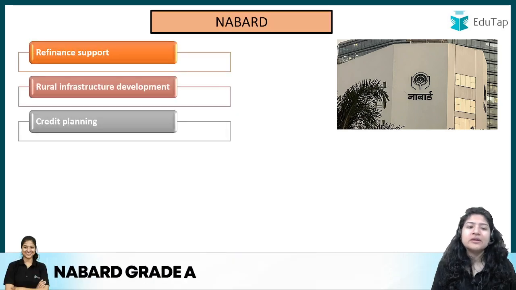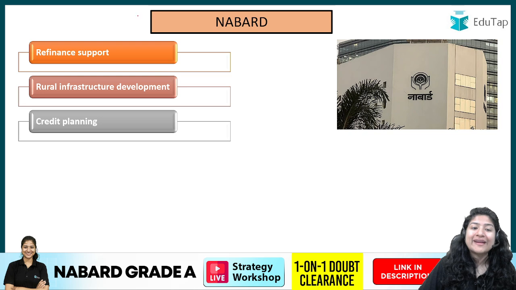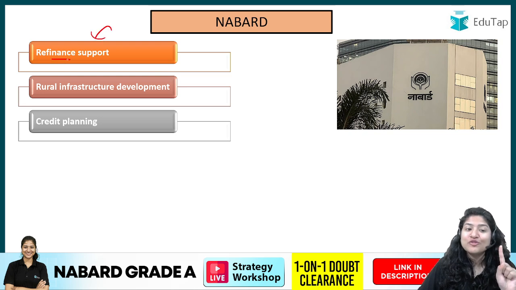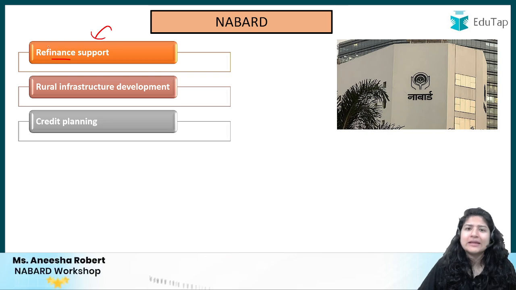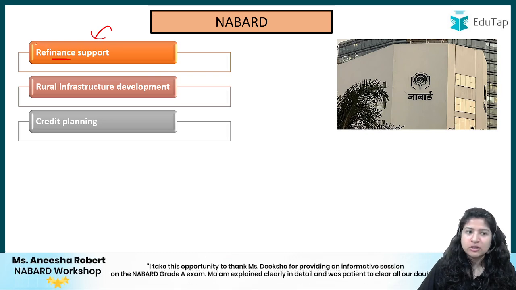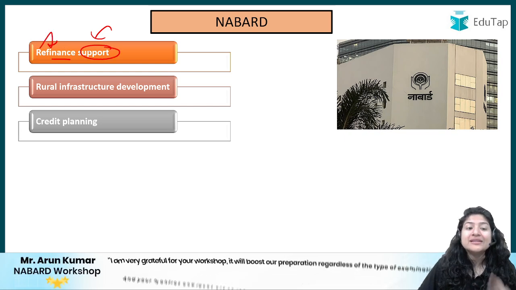So starting off with NABARD, first of all, it works for refinance support. It does not work for finance. It does not provide money to the farmers directly or for other particular work. It helps with refinancing. It supports with refinancing.